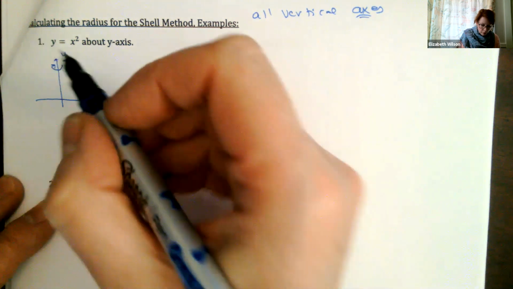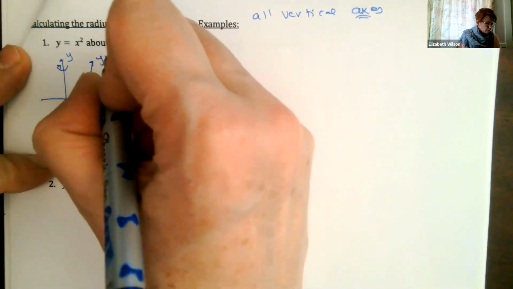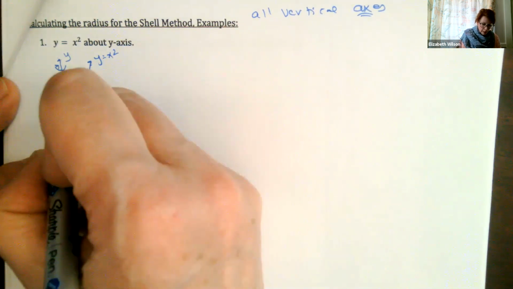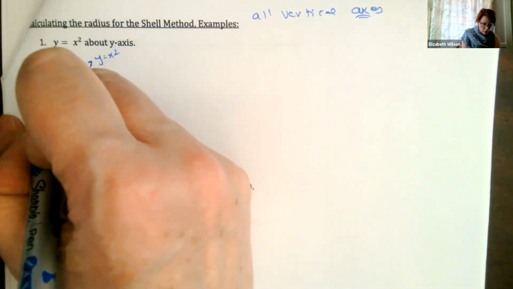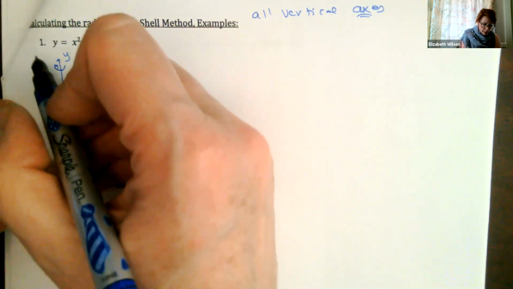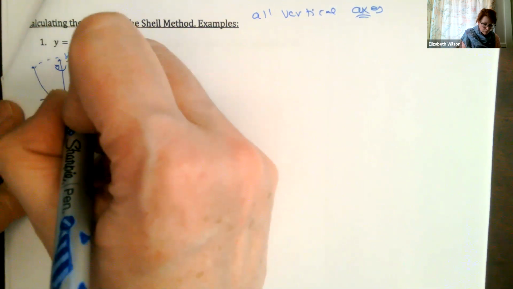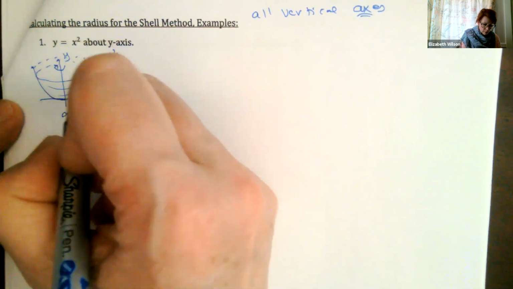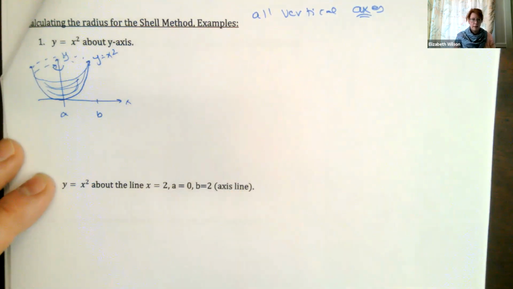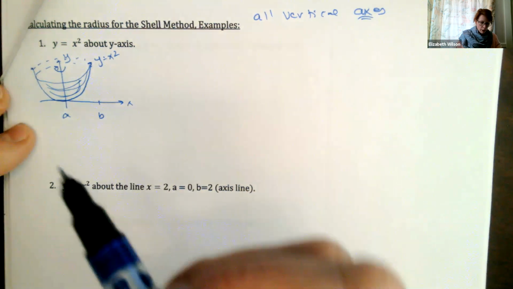So we've got our y equals x squared, right? And you can imagine we're going to go from A to B. I'm going to draw this here, and I'm going to take this and swoop it around. So I kind of get this bowl shape, sort of like a solid bowl, as I go around the y-axis.